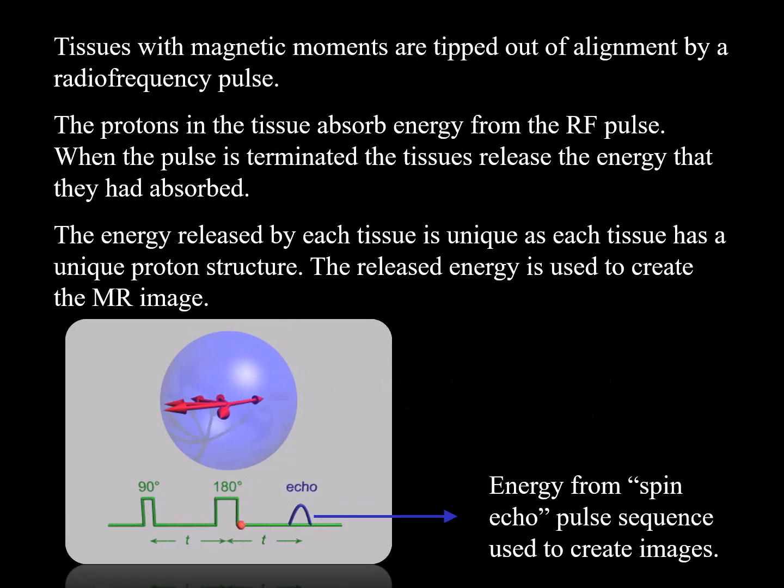Different tissues absorb different energy from the RF pulse, and when the pulse is terminated, the tissues release that energy that they had absorbed. The energy released by each tissue is unique, as each tissue has a unique proton structure. The released energy is used to create the MR image. A simplistic analogy would be when you did an X-ray and the tissue absorbed the energy, the amount of energy absorbed was related to the tissue it went through. The ionizing radiation that penetrated the patient was then utilized to create an image. Just as the strength of each of the tissues' released energy creates an image in MR.